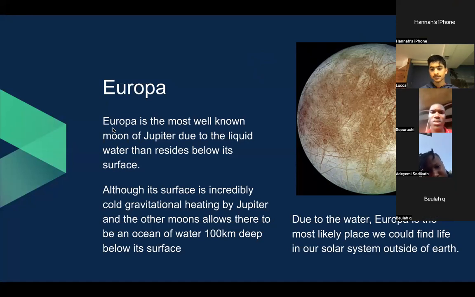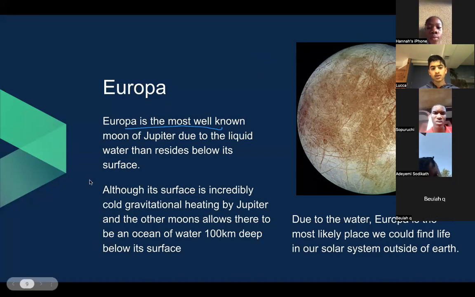I have a question. Please, can you name the moons? Can you name the moons that are in Jupiter? How do you name the moons?